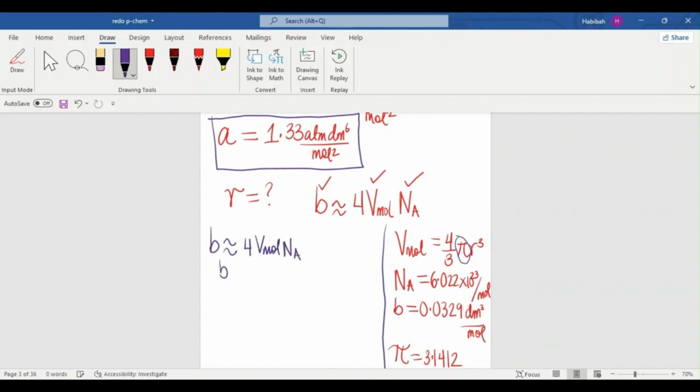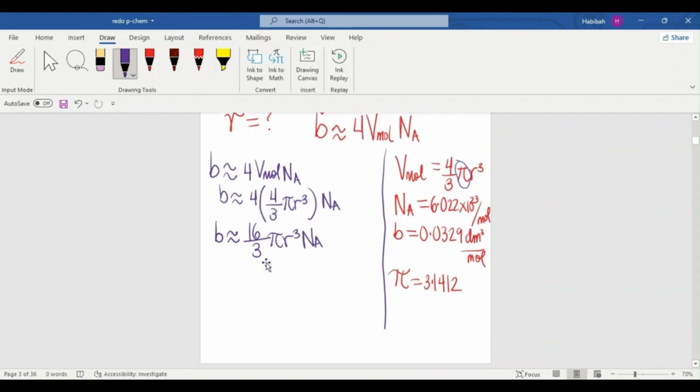So that would be B. That would be 4 times the volume of a molecule. That would be 4 over 3 pi r cubed, Na. So B was simply 4 times 4 is 16. So that would be 16 divided by 3 pi r cubed Na. Of course, since we're trying to solve for the radius, we're going to rewrite this equation in terms of the radius.